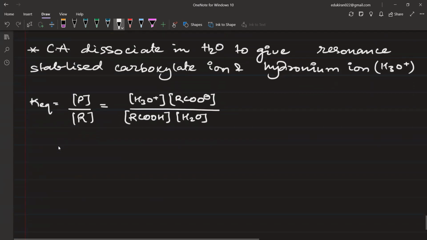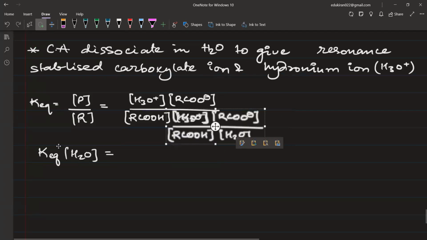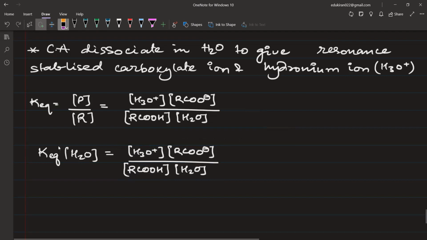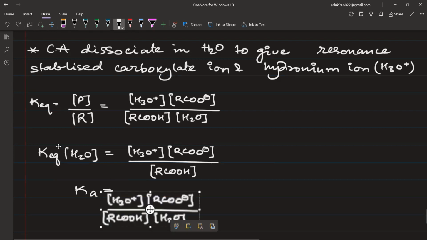But since the concentration of water molecule does not change, it is a constant, and K equilibrium is also a constant, so we will put the constant on one side. K equilibrium and H2O is going to be equal to the same thing except water. Now water को हमने कहाँ भेज दिया? Left hand side पे. Okay. Now, if I have more product, this K equilibrium will also be high, and this K equilibrium into H2O, in the case of acid, is known as Ka. This is equal to the same thing.